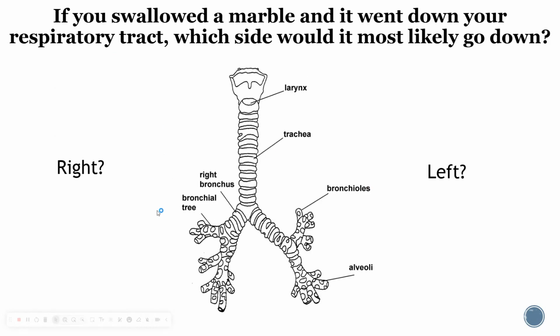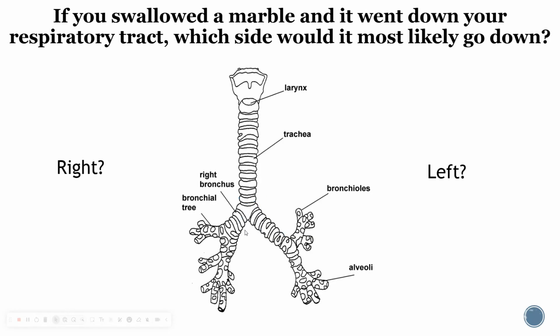So, the correct answer is it usually ends up more on the right side. You can see that this tube here, this bronchus here, is a little bit wider than this one. Because it's a bit wider, the marble or item would just kind of go through here naturally. And it's more steep, so it's more likely to roll down this side compared to this side here.